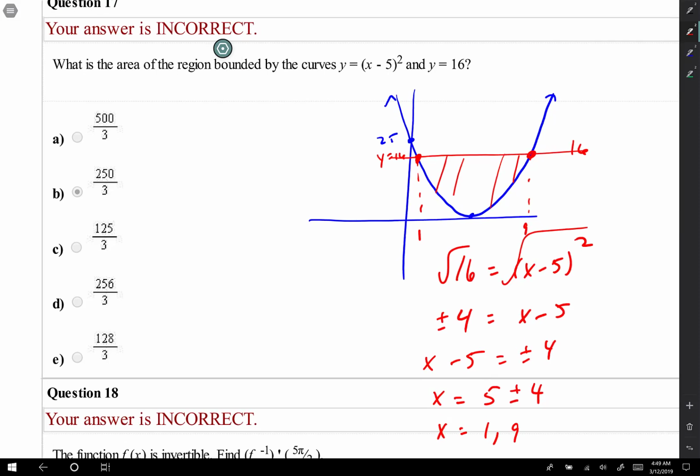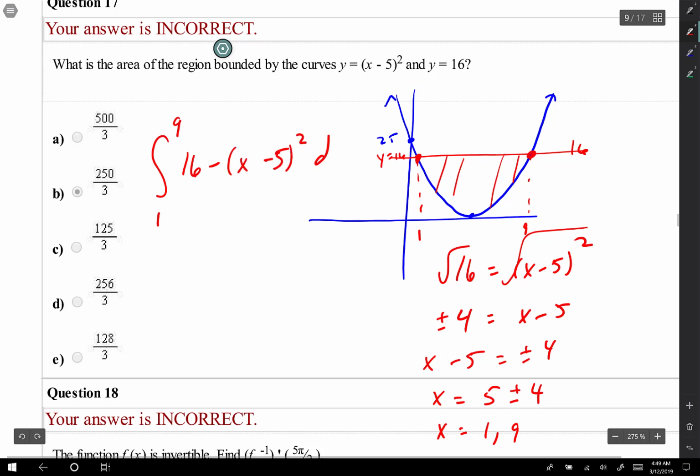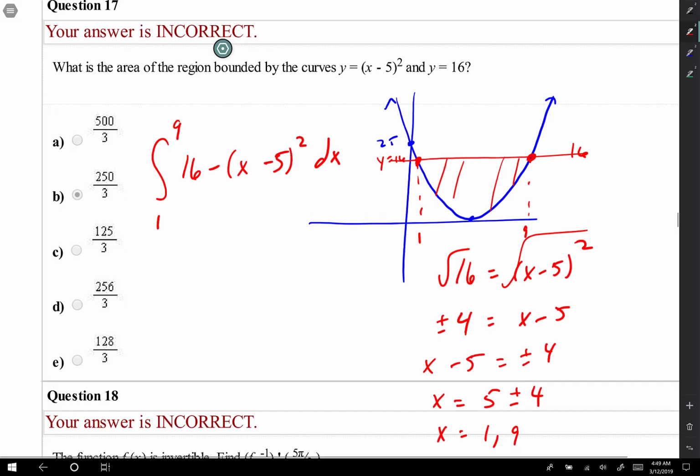So now we're going to integrate 1 to 9, upper minus lower. So 16 minus (x minus 5) squared dx. And you just take the antiderivative and plug in the 9 and plug in a 1. I think you guys can take that one. So can I go on to the next one?